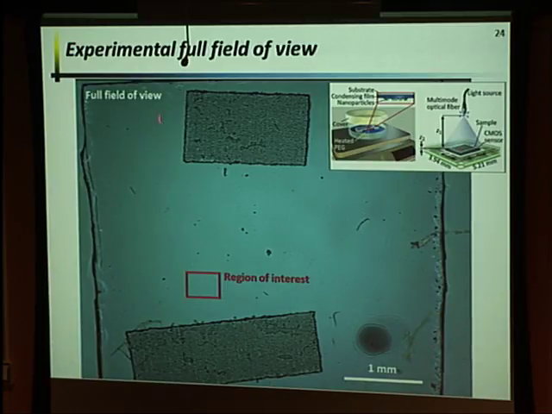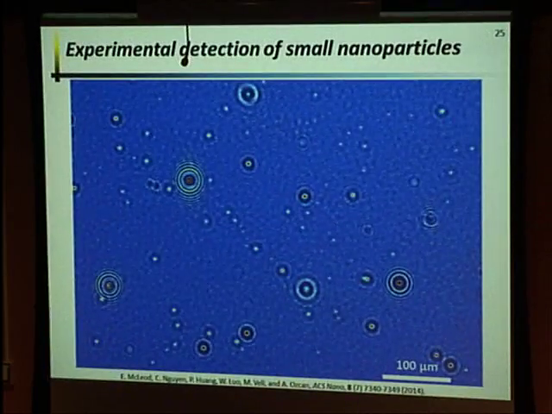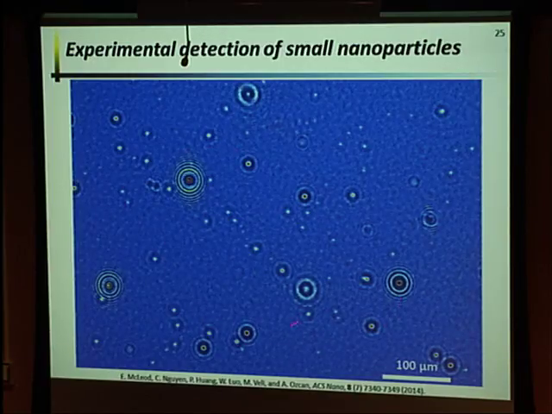This is our full field of view. These things are just some tape spacers that we had on our sample here. On the next slide, I'm going to zoom into this region of interest. And so this would be a reconstruction after doing this vapor condensed nanolenses, and you can see all these different effects.